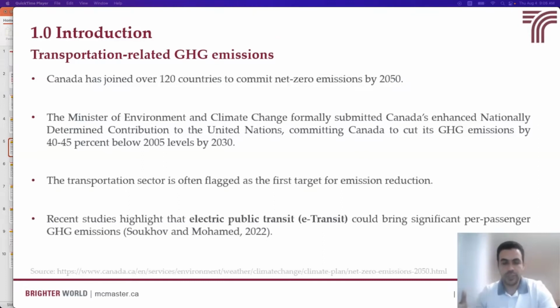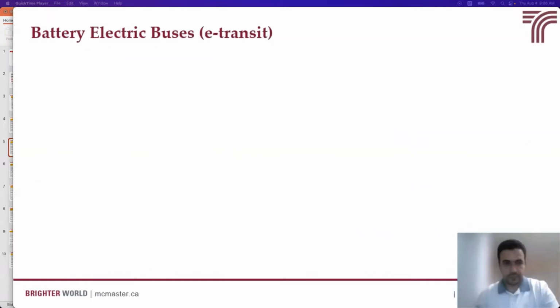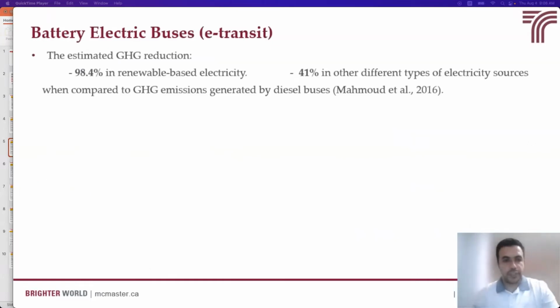Which sector or which field will be electrified? A recent study highlighted that electrifying the public transit network by using battery electric buses could bring significant per passenger greenhouse gas emission reductions. The amount of greenhouse gas emissions reduction if we use battery electric buses in the public transit network is related to the electricity sources. If we use renewable-based electricity, it will be an almost net zero emission network, and if we use different types of electricity sources, the reduction will be around 41%.